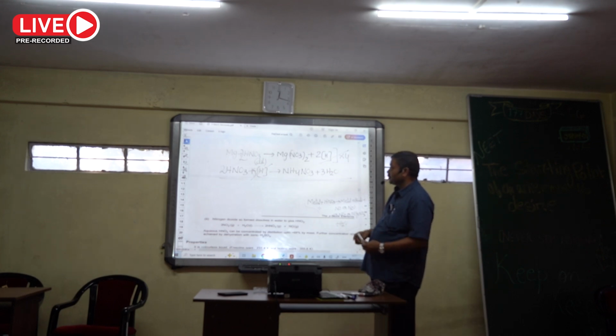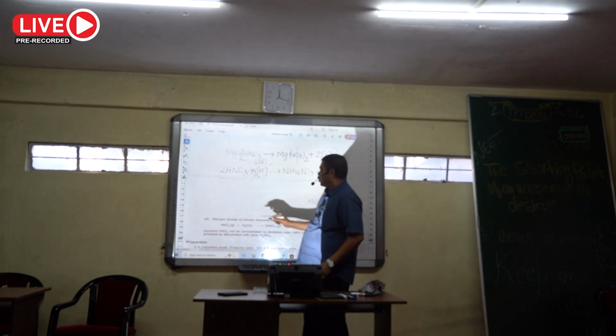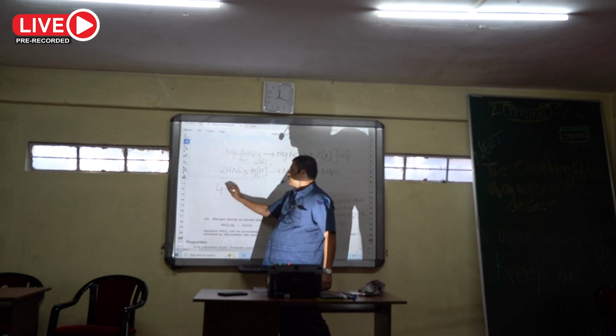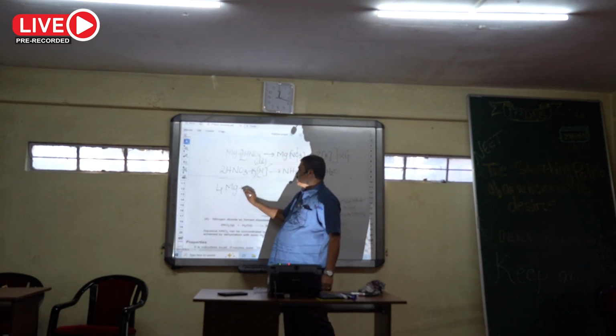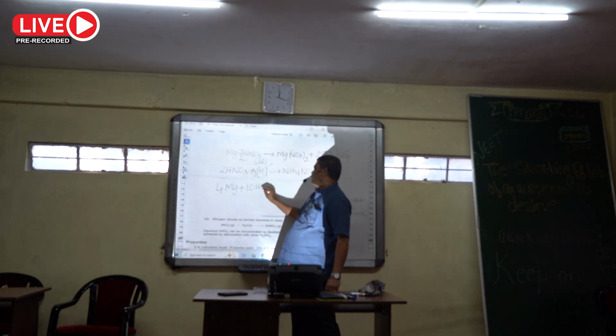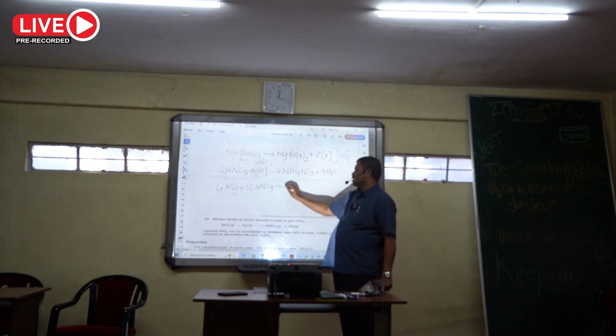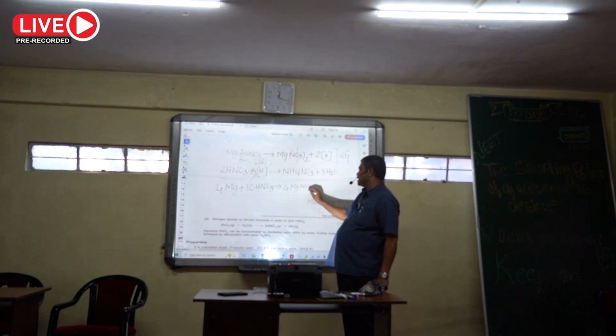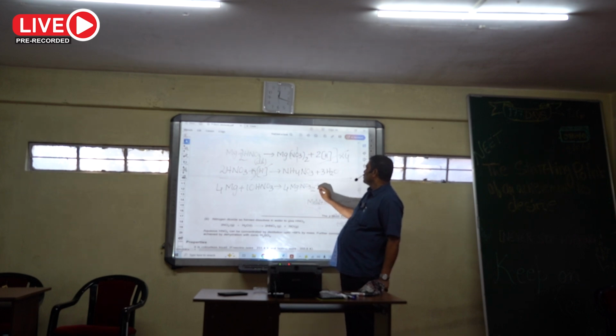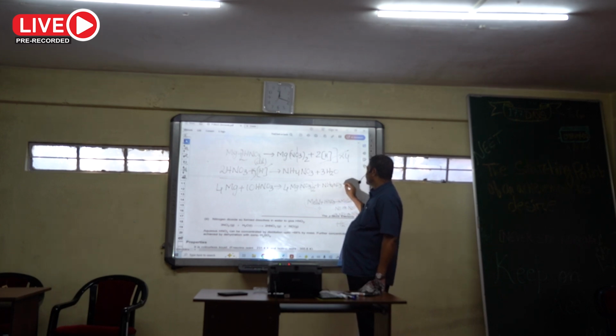Now write the net equation. What is the net equation? 4Mg plus 10HNO3 gives rise to 4Mg(NO3)2 plus NH4NO3 plus 3H2O.